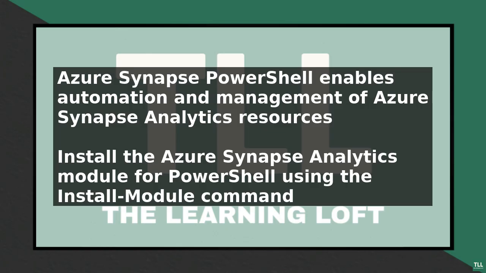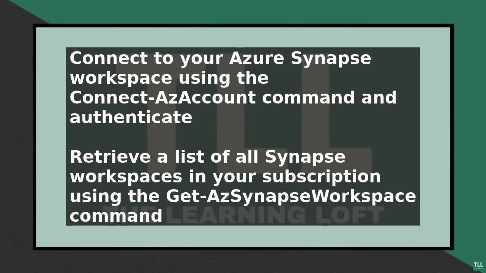Once the module is installed, you can start by connecting to your Azure Synapse workspace using the Connect-AzAccount command. This will prompt you to enter your Azure credentials and authenticate with Azure. After you have connected to your Azure account, you can use the Get-AzSynapseWorkspace command to retrieve a list of all the Synapse workspaces in your subscription.